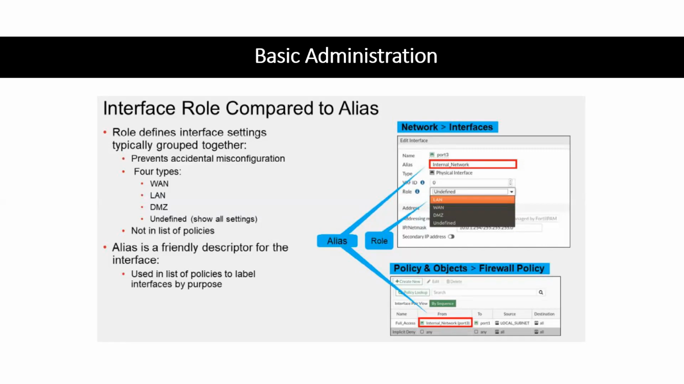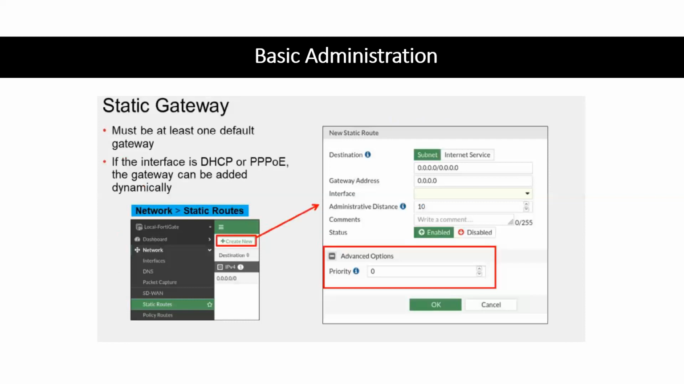Whenever you go ahead and set an alias, the fun thing I like about it is, if you set the alias and you go ahead and create firewall policies, the firewall policy will reference that interface via the alias. It won't reference it via the role. Just a quick little thing that I think is pretty cool, and of course you have to know it for the exam.